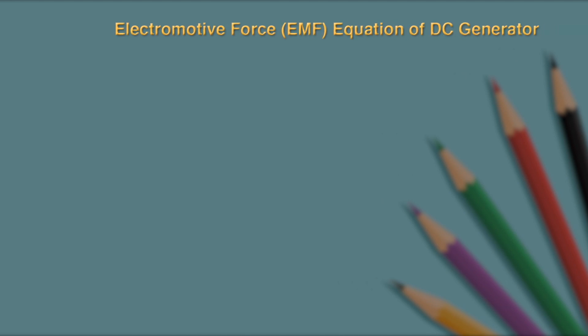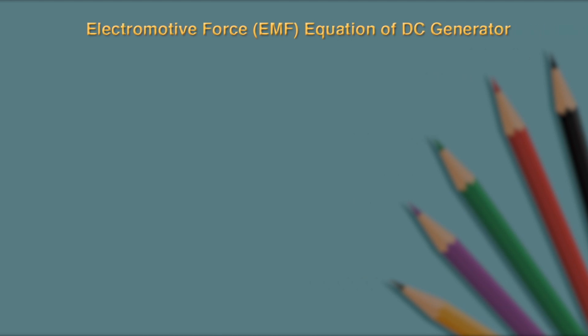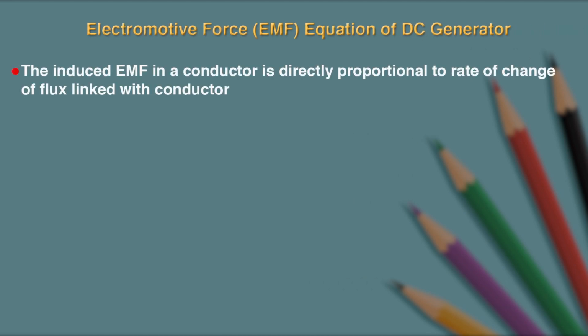Now we are going to discuss the EMF equation of a DC generator. The induced EMF can also be calculated by taking statically induced EMF relations like Faraday's law. The induced EMF in a conductor is directly proportional to the rate of change of flux linked with the conductor. So, as per Faraday's law we can write E equal to d phi over dt. This d phi over dt is basically the rate of change of flux.